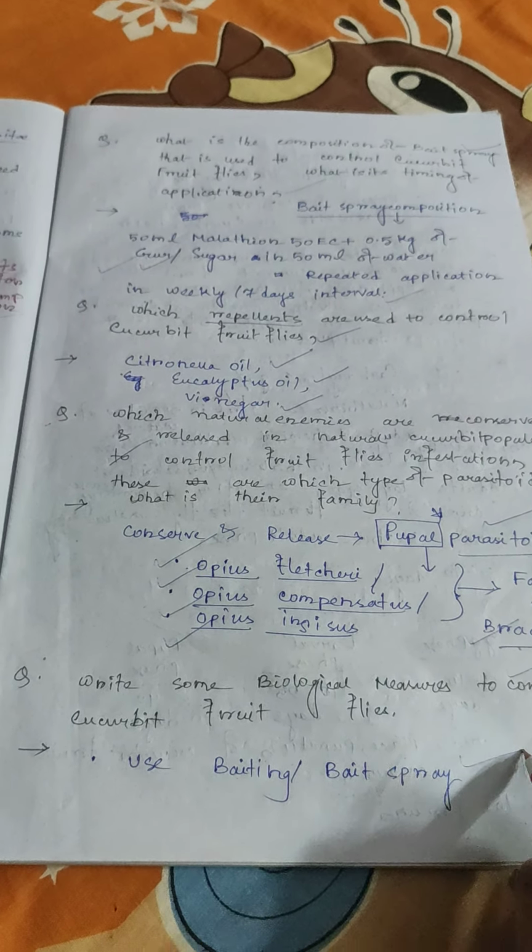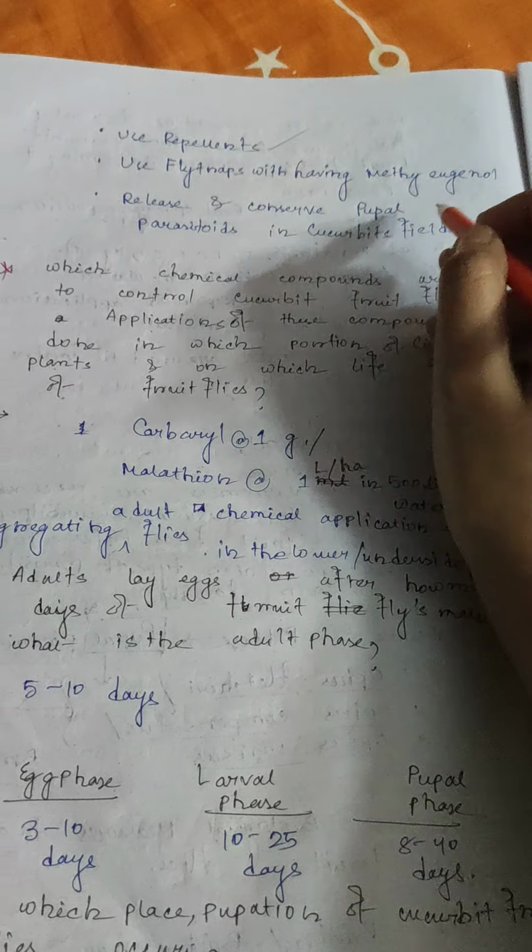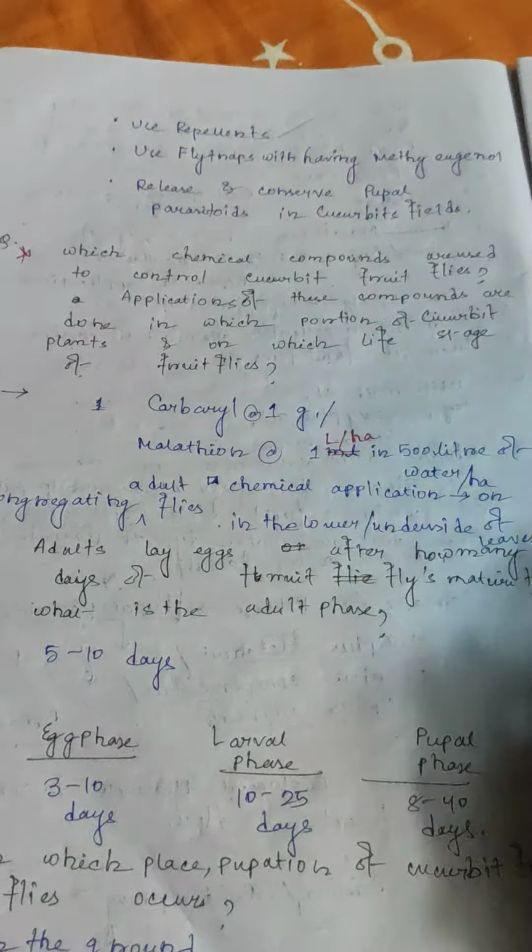Write some biological measures to control the cucurbit fruit flies. Use baiting or bait spray. Use repellents. Use fly traps having methyl eugenol. Release and conserve pupal parasitoids in cucurbit fields.